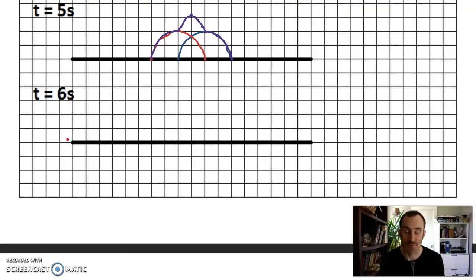Now for the last one. They have moved one more place each. And so my red one goes from here to here with a height of 2. My blue one goes from here to here with a height of 2. So I'm going to draw it just under so you can still see them both. But they are both in the exact same place.